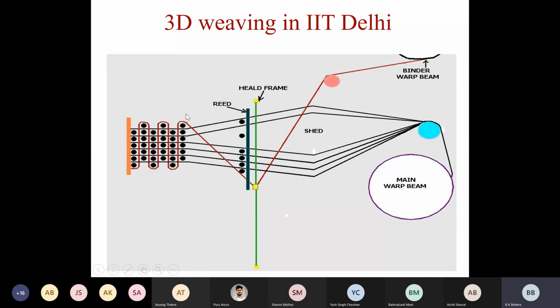The yarn which passes through the thickness direction of the fabric, we call it Z plane. The other 2 yarns, that is warp and weft, stuffer warp and weft, make X and Y plane. This is how this 3D fabric is formed.